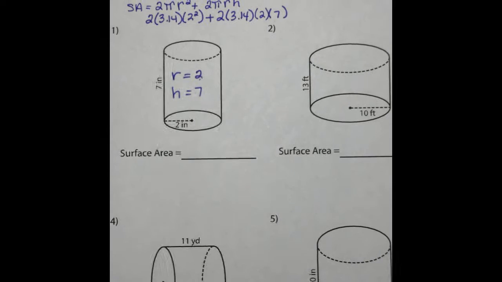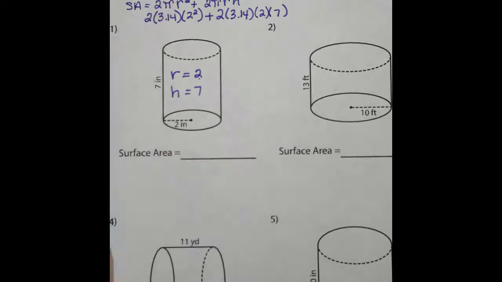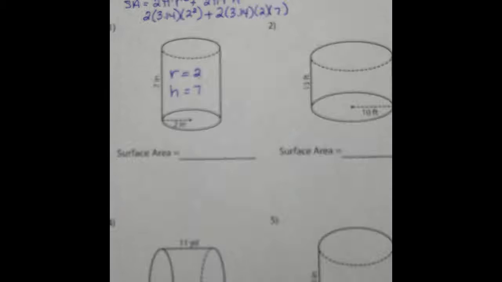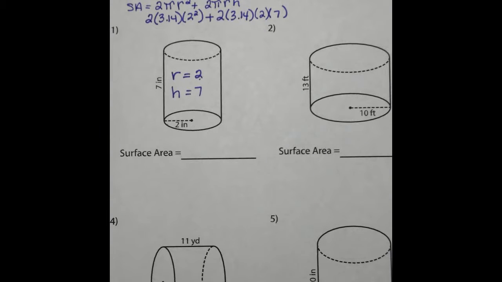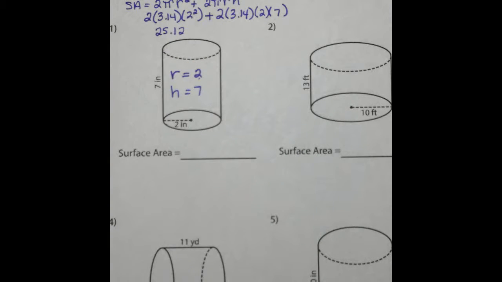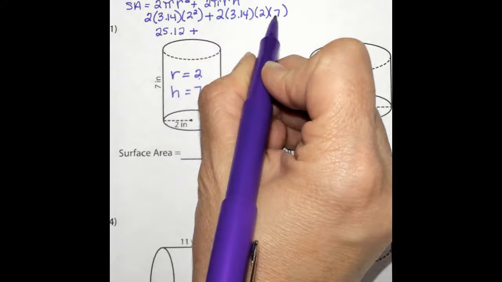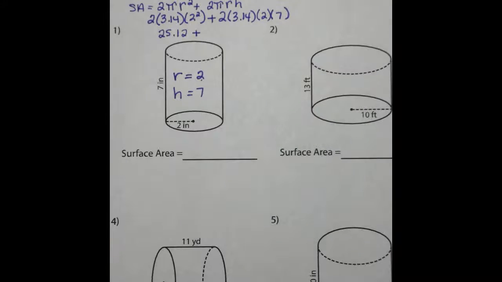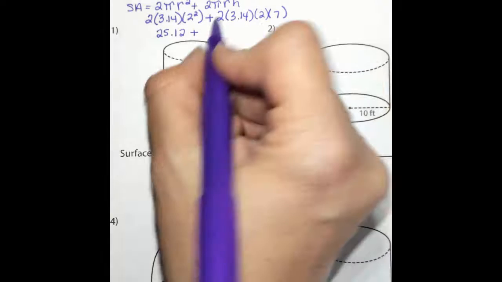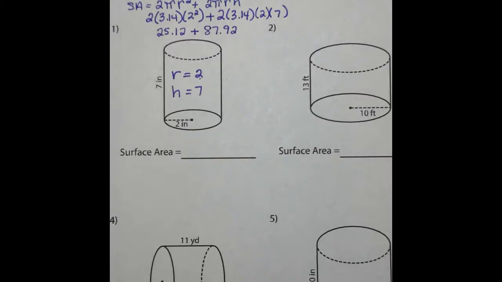Okay, so remember, as we do with order of operations, we're working all this first. So 2 squared is 4. 4 times 3.14 times 2 is 25.12, plus, now we're going to multiply these four numbers. 2 times 3.14 times 2 times 7 gives us 87.92. Okay, this one does not ask us to round our answer.